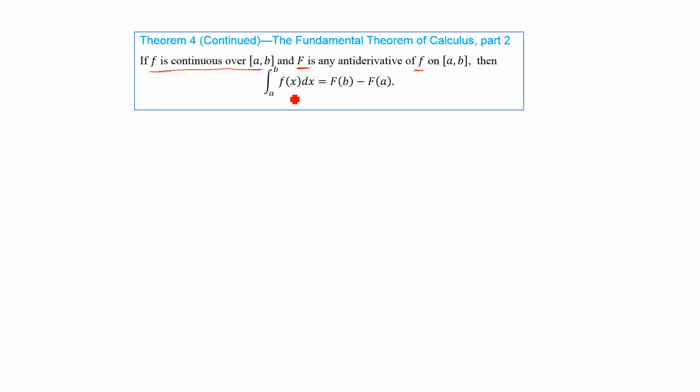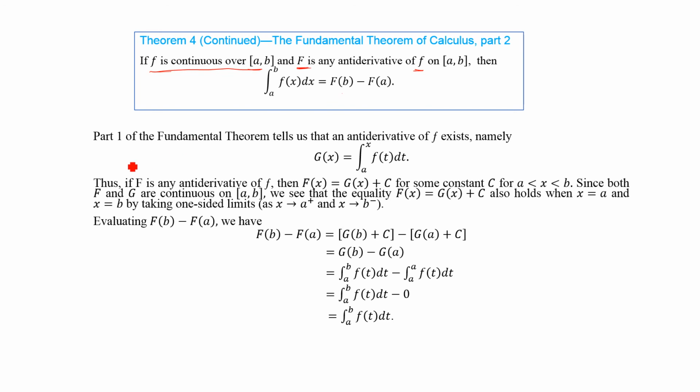Then we have to prove. So this is given, and now we have to prove that the integral from a to b of f(x), this definite integral, is equal to F(b), the value of this antiderivative at b, minus the value of this antiderivative at a. Okay, let's do it.